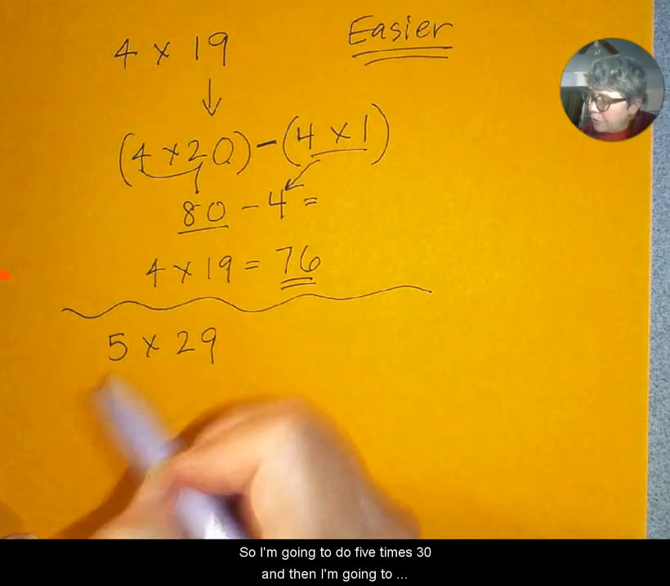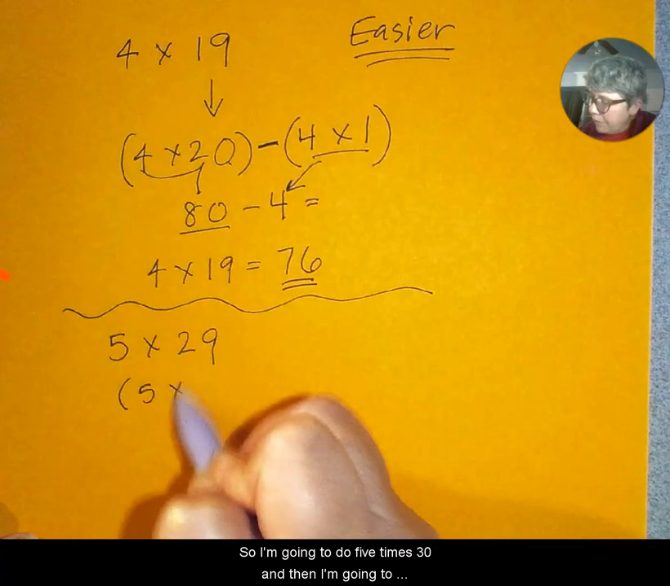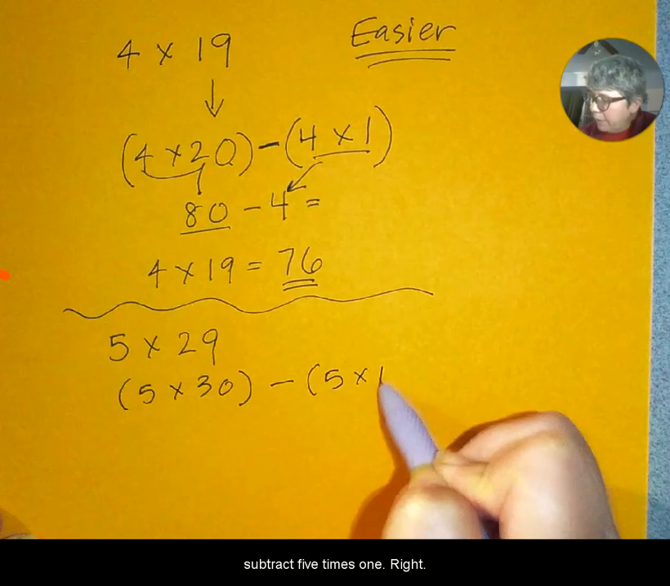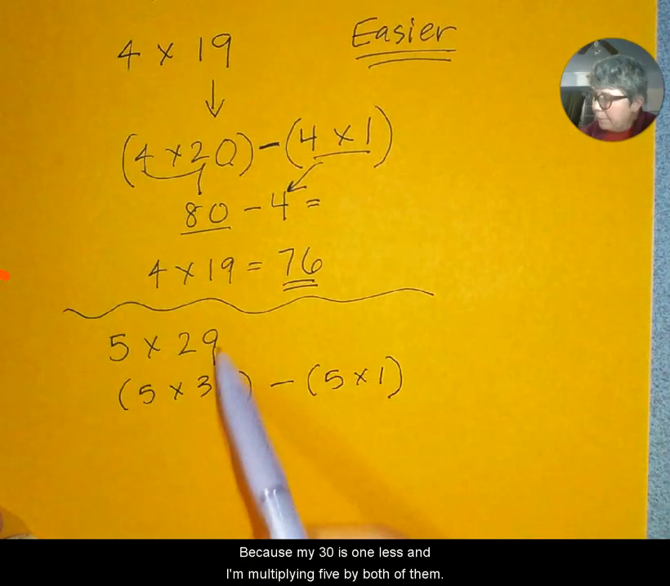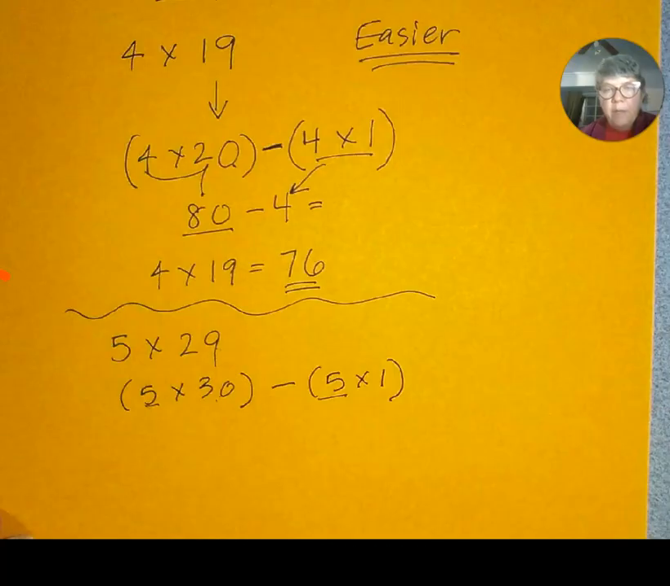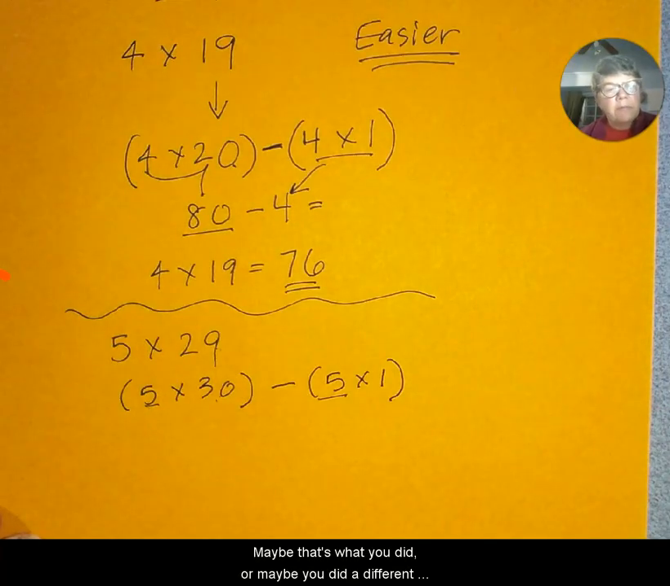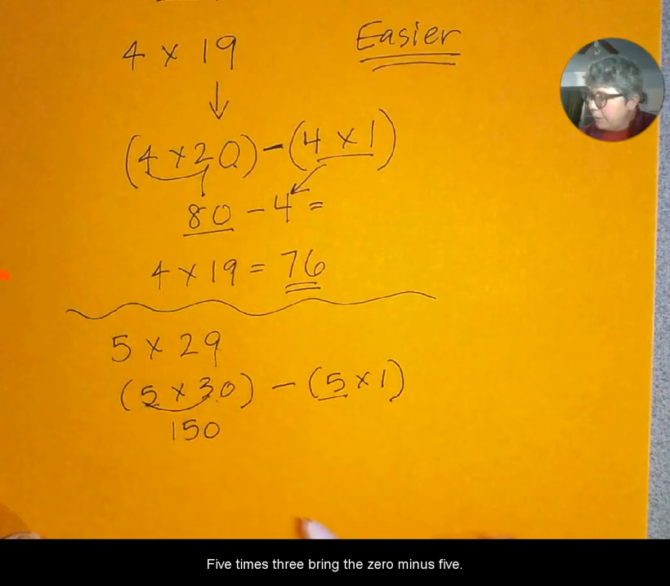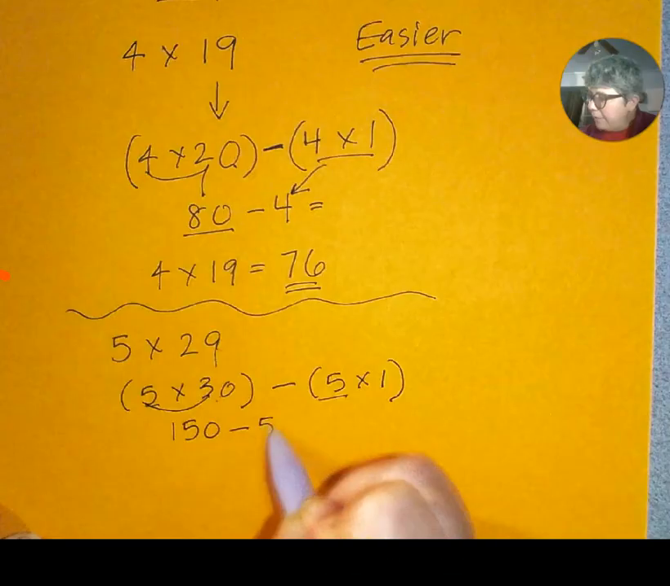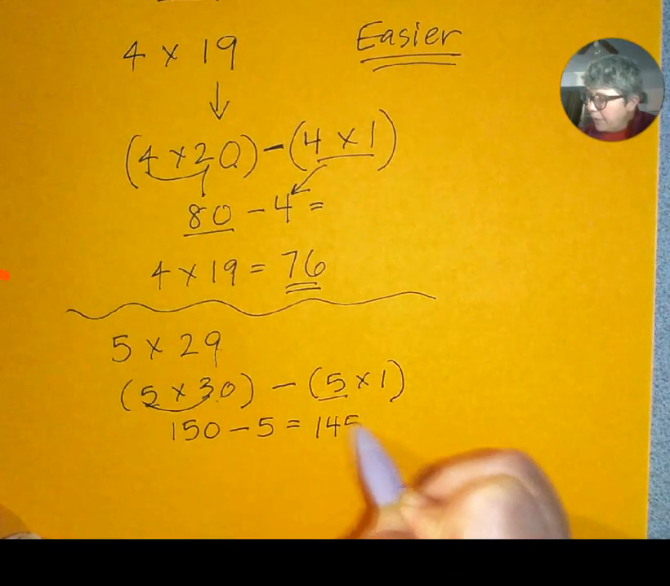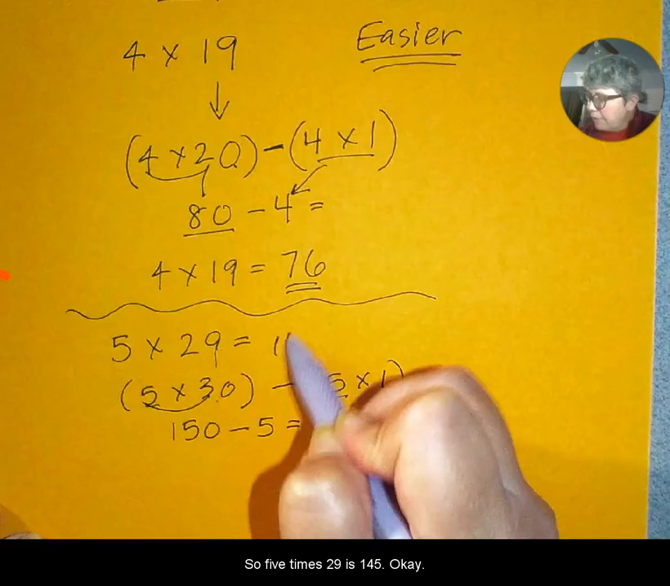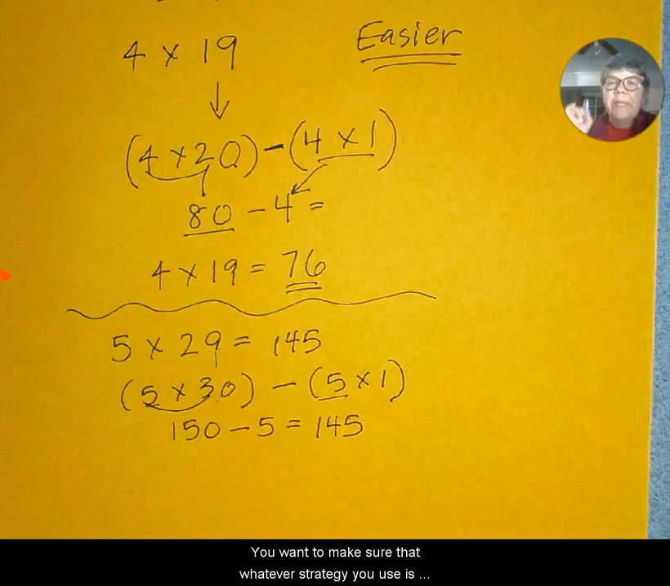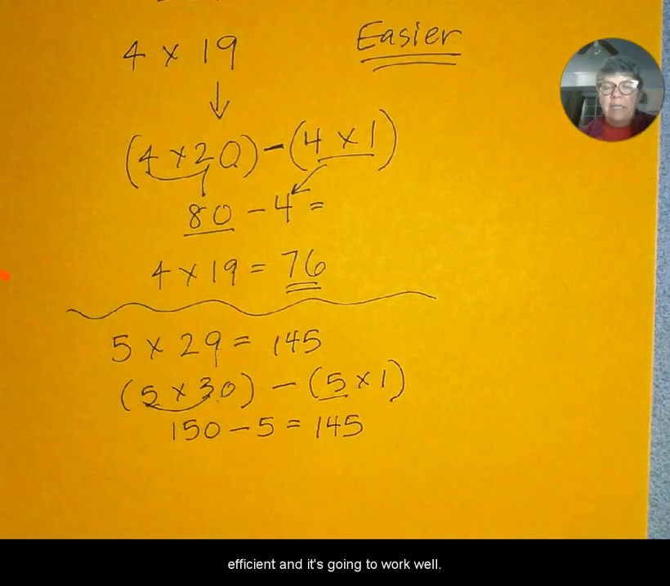So I'm going to do 5 times 30, and then I'm going to subtract 5 times 1, right? Because my 30 is 1 more, and I'm multiplying 5 by both of them. Maybe that's what you did, or maybe you did a different strategy. That is fine. So 5 times 30 is 150. 5 times 3, bring the 0, minus 5, so that's 145. So 5 times 29 is 145. Okay? You want to make sure that whatever strategy you use is efficient and it's going to work well.